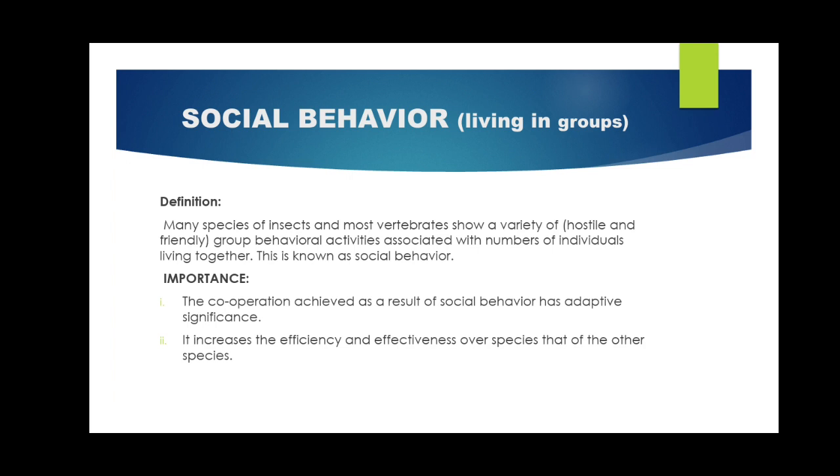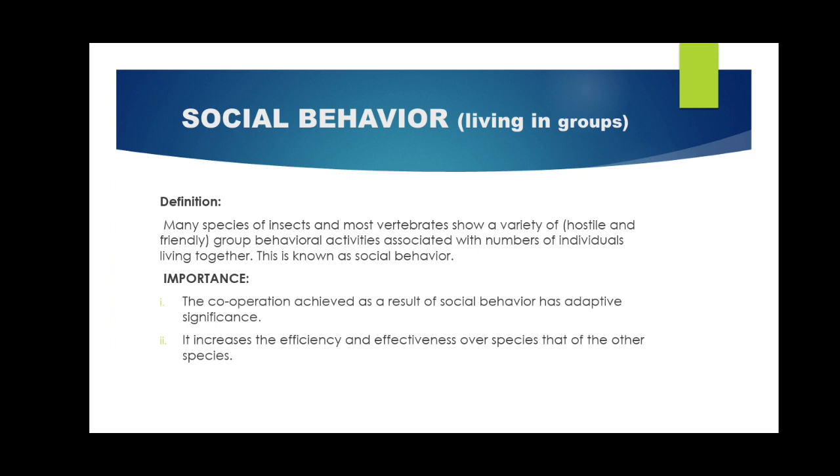Now we are going to discuss the importance of social behavior. When the animals show friendly behavior, very good cooperation is achieved as a result, and it has its adaptive significance. It means, if the behavior of some other organism is good to you, it will become easy for you to adapt to the environment. It also increases the efficiency and effectiveness of the species over other species.